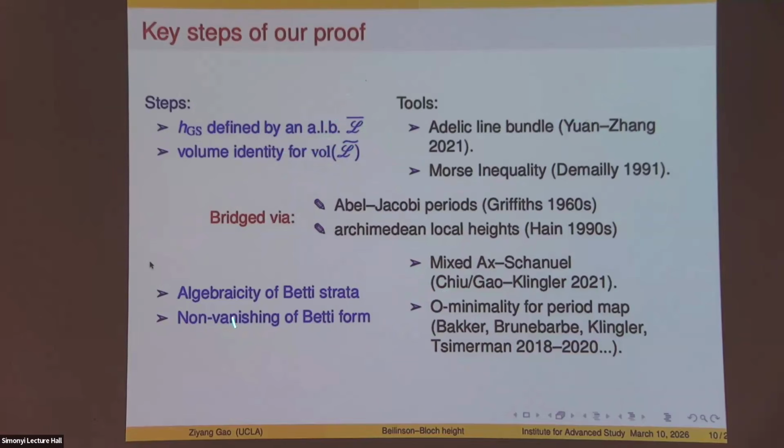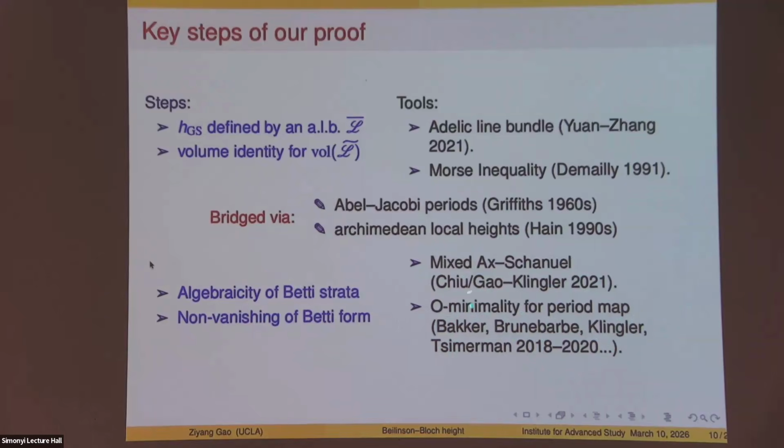And there's a geometric part where we study the Betti map, the Betti strata, and Betti form. The main tools we use: first of all, we use O-minimality for period maps. This is really what allows us to transfer many results and techniques from Shimura varieties to general Hodge theory. So this is very, very important. This is by serious work of Baker, Green, Wang, Klingler, and Zimmermann.